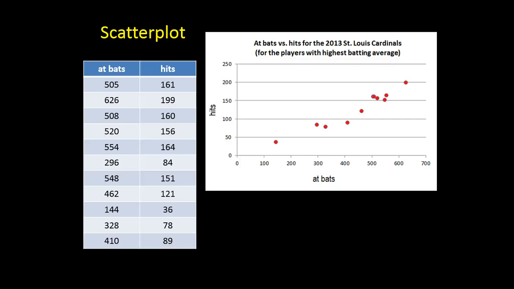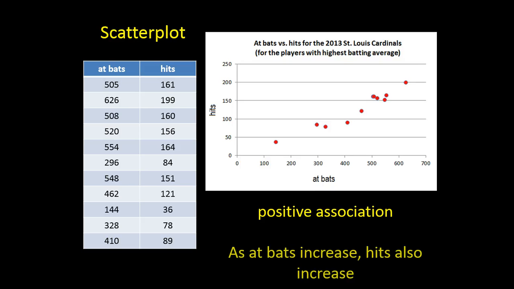So if we graph all of those ordered pairs, we do seem to have points that are falling in a pattern. In fact, they seem to have a positive association. It looks like the points are from left to right going uphill. So what does that mean in the context of this problem? Well, it means that as the number of at-bats increases, the number of hits also increase.